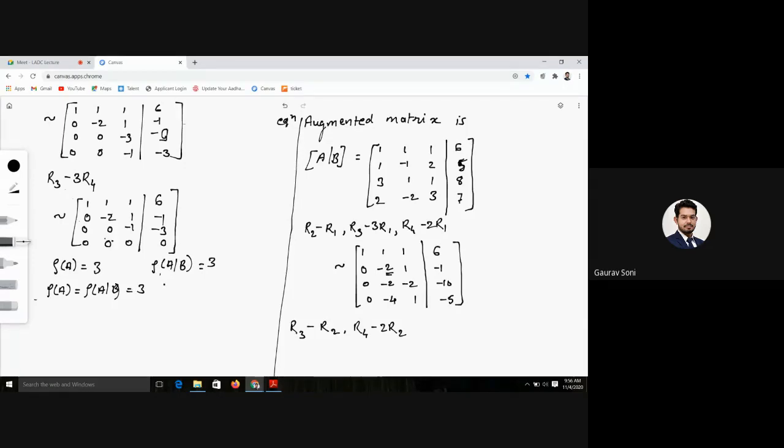And what is the number of variables in our system? 3, sir. It is also 3, which is equal to the number of variables. So in this case, as per our chart, whenever the rank of A is equal to the rank of the augmented matrix, which is equal to the number of variables, the system has a unique solution.